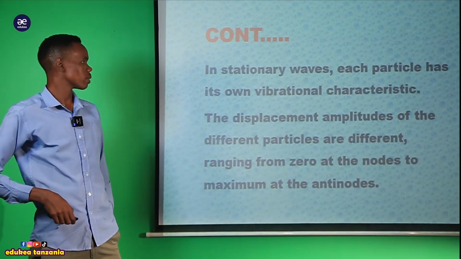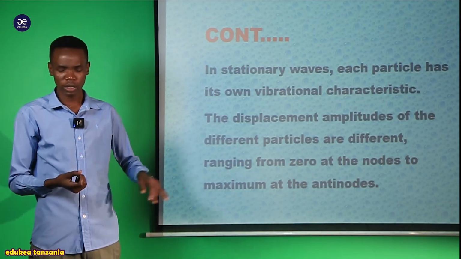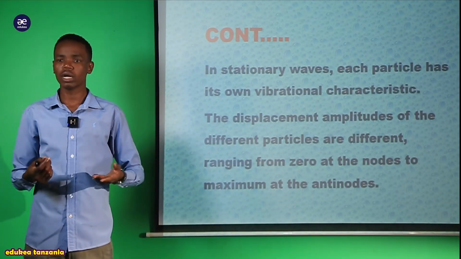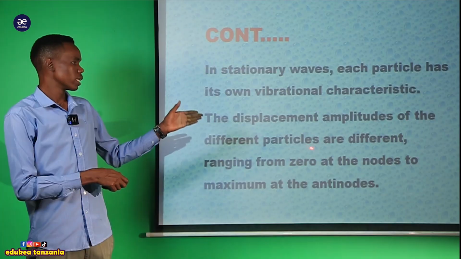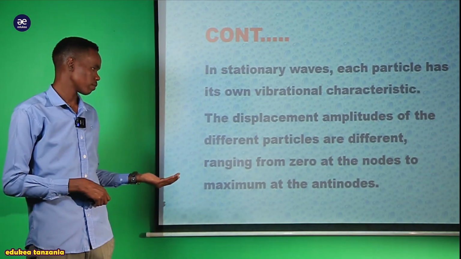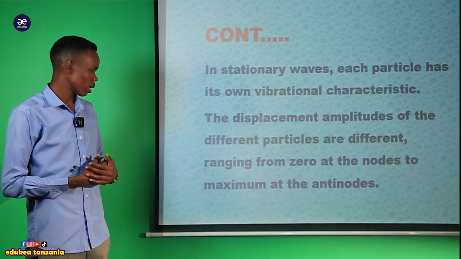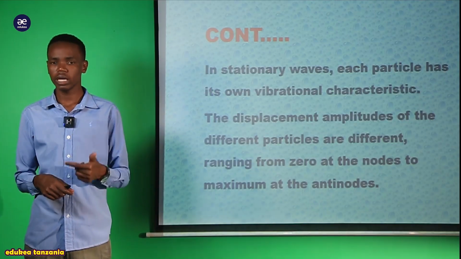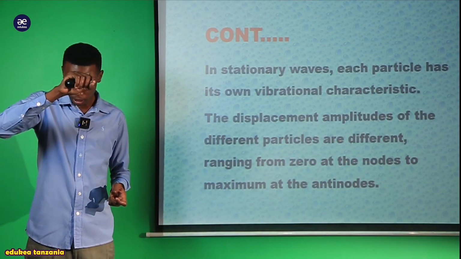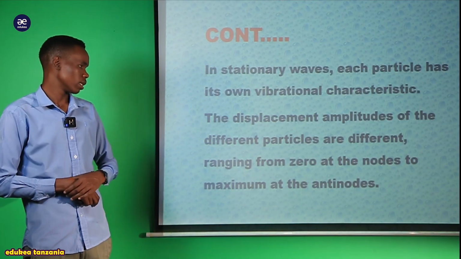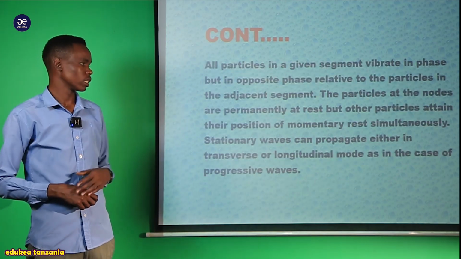So after that, we have been told that in stationary waves each particle has its own vibration character. Kwenye hii stationary waves kila particle inakuwa na sifa zake. Kila particle inakuwa na vibration characteristics, as we have been told. So the displacement amplitude of different particles are different. Kwa ile displacement amplitude ya kila particle ni tofauti kama tulivyoelezewa hapa, my dear. So it ranges from 0 at the nodes to the maximum. Kwa ina range kutoka kwenye 0 mpaka kwenye nodes until it reaches the maximum, as we have been told. The maximum yetu ambayo ni ile antinode. Itaanza kwenye node itafika mpaka kwenye maximum amplitude, my dear students.